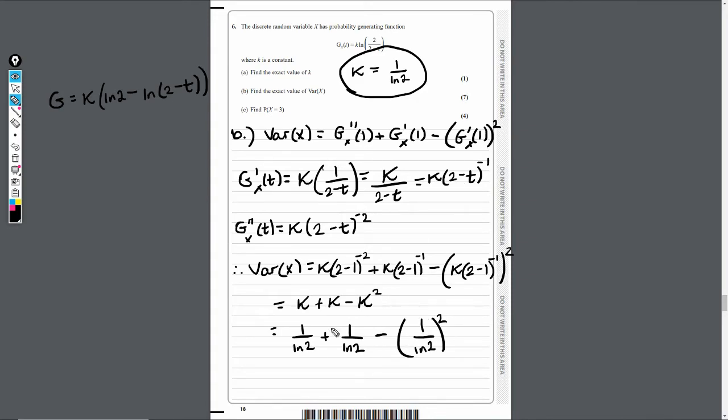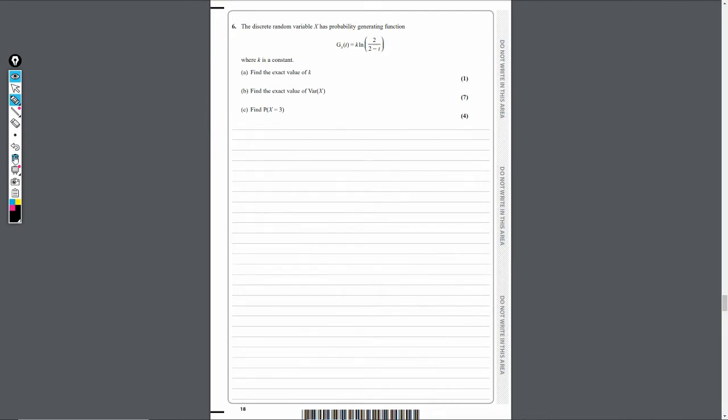And now finally, we've just got to find the probability that x equals 3. Well, we've just worked up to the second derivative. So we're going to need the third derivative. So I'll just write down the second derivative again. Well, that was equal to k lots of (2 minus t) to the minus 2. Okay. But we need g prime prime prime of t.